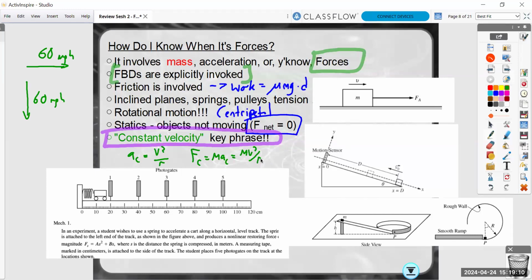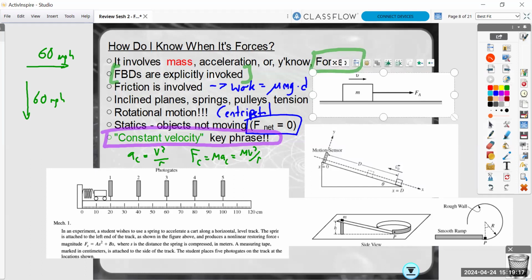That's good. All right, so we got a couple sample past FRQs here. This was a setup for an FRQ. It literally just has a force on there. This is actually a good side note.